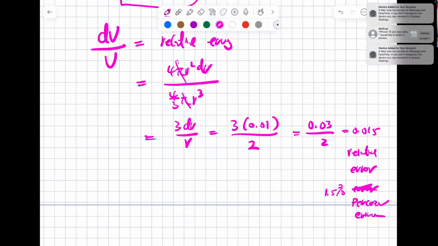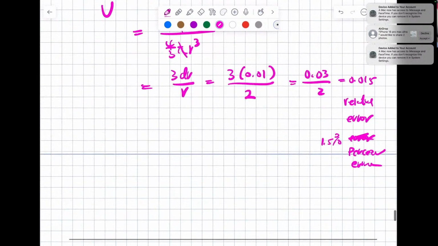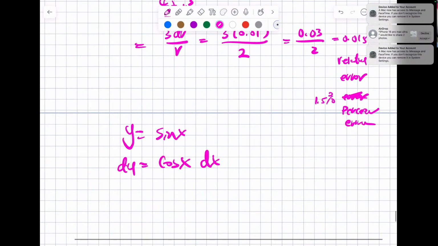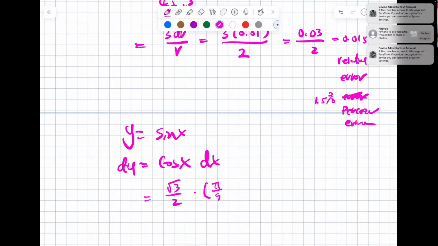I think if you got that, you got it. It is good thinking about it. The derivative of sine is cosine of x dx, right? And we say it's 30 degrees, right? So cosine of 30 degrees is what? Think about it. Square root of 3 over 2. And dx is going to be pi over 90, right?